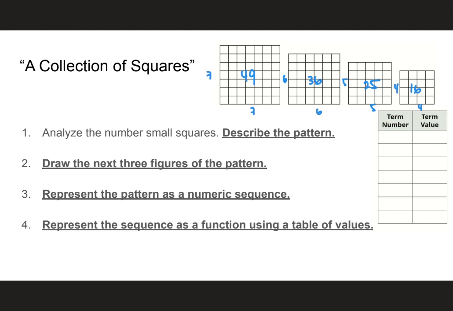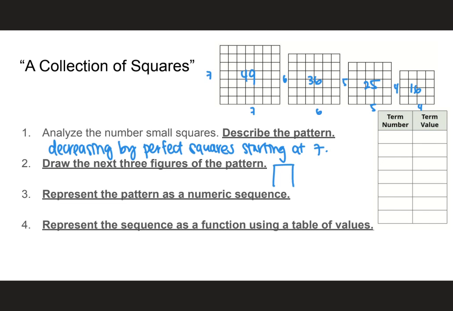So if we were to describe the pattern, we can say the number of squares are decreasing by perfect squares, beginning with a square of 7. Okay, so if we were to draw the next 3 figures, it would be a 3 by 3 square.